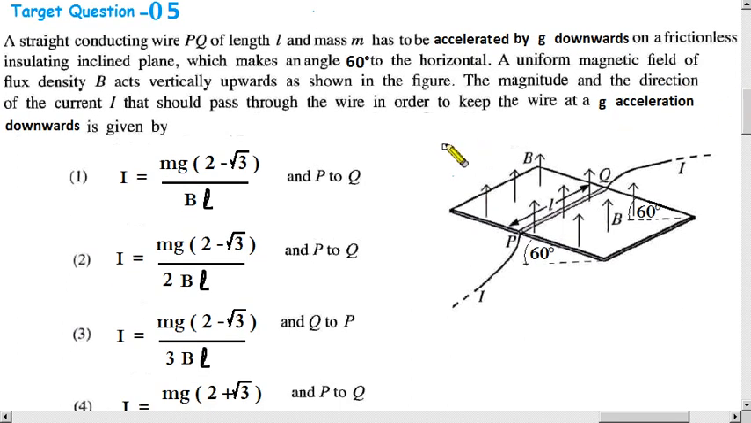A straight conducting wire PQ of length L and mass m has to be accelerated by g downwards on a frictionless insulating inclined plane, which makes an angle 60 degrees to the horizontal. A uniform magnetic field of flux density B acts vertically upwards as shown in the figure. The magnitude and the direction of the current I that should pass through the wire in order to keep the wire at a g acceleration downwards is given by.